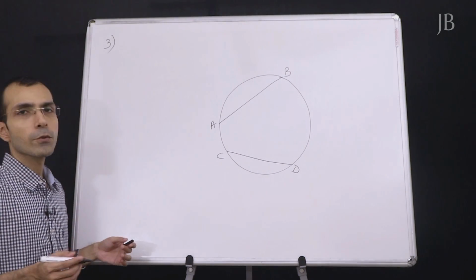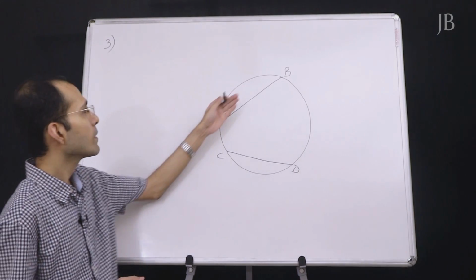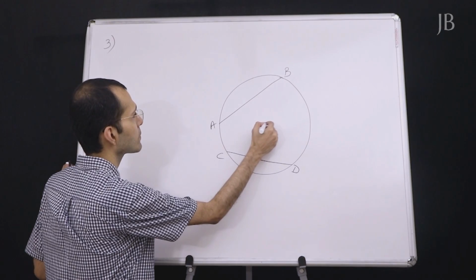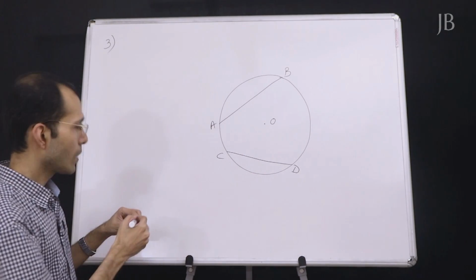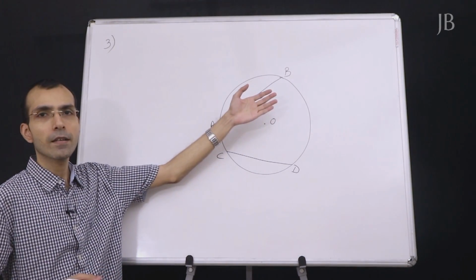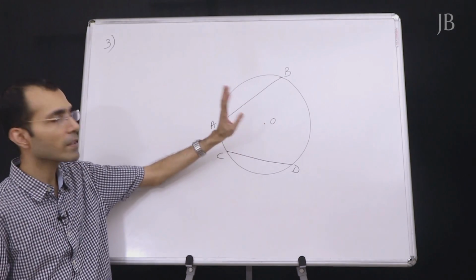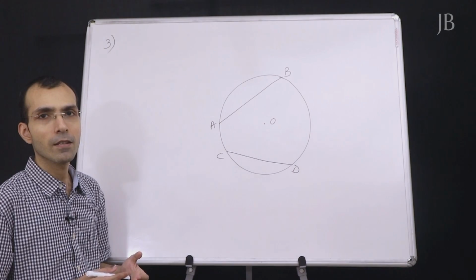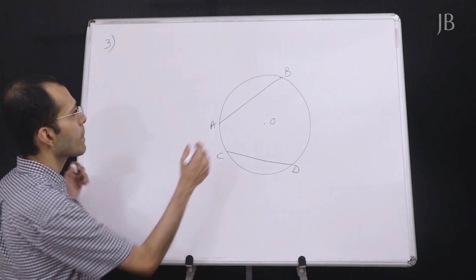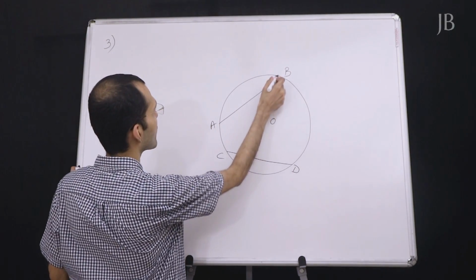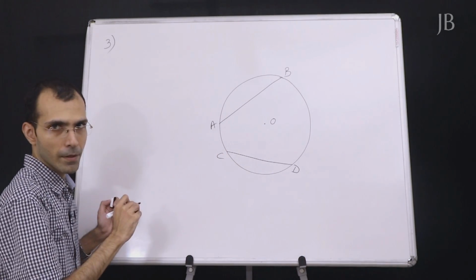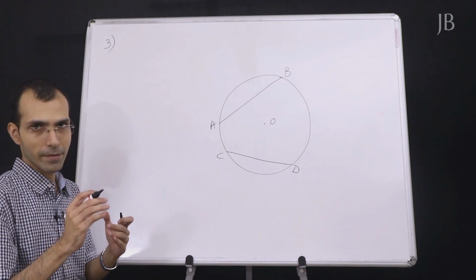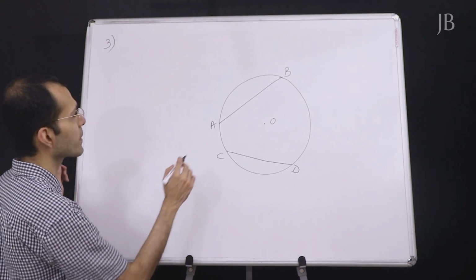Now if someone asks you how far is AB from the center of the circle? So then what kind of distance would we take? We cannot take this slanting distance. We will have to take the perpendicular distance.